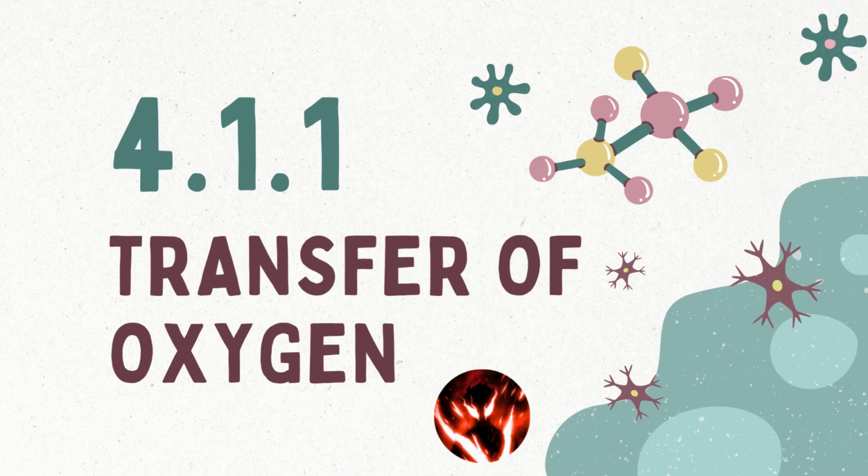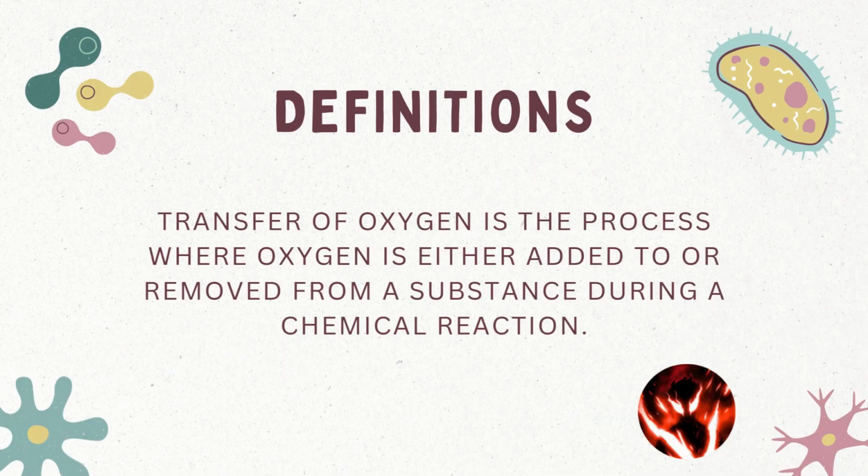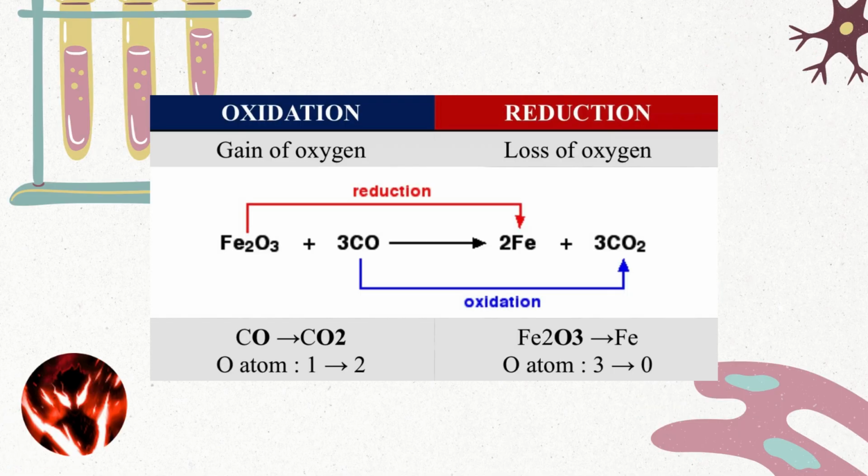4.1.1 is transfer of oxygen. The definition is: transfer of oxygen is the process where oxygen is either added to or removed from a substance during a chemical reaction. As you can see in the example, Fe2O3 plus 3CO gives 2Fe plus 3CO2.